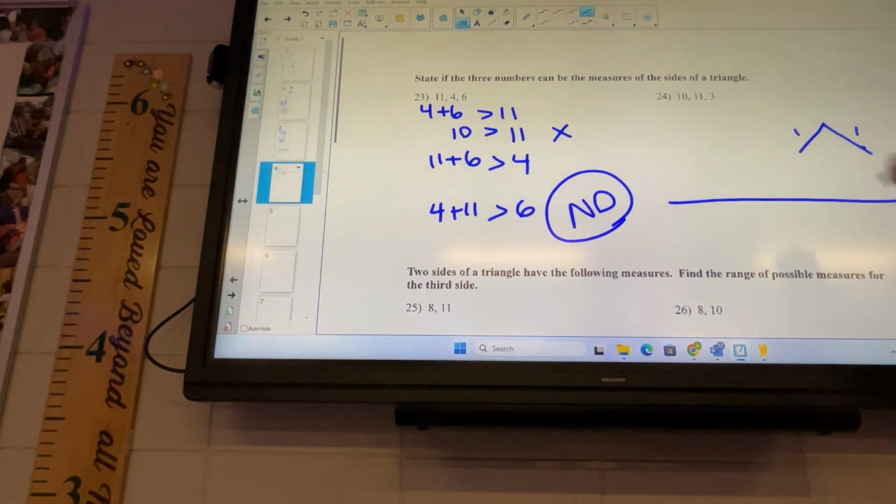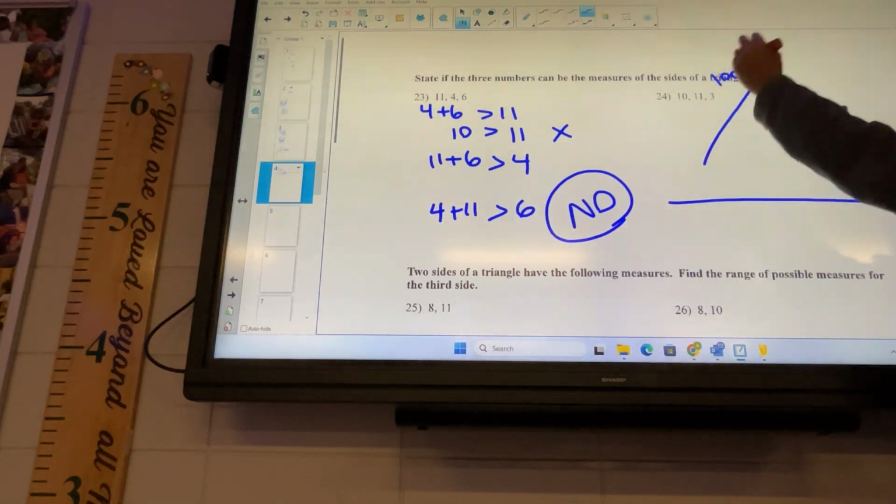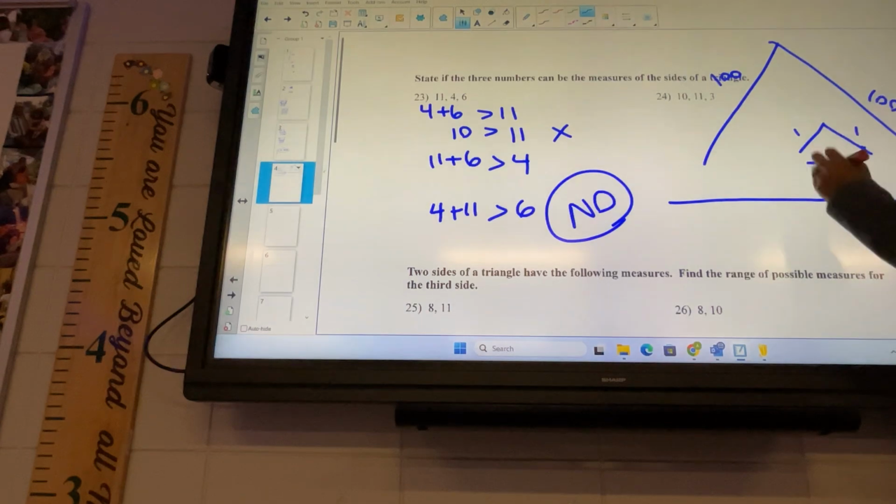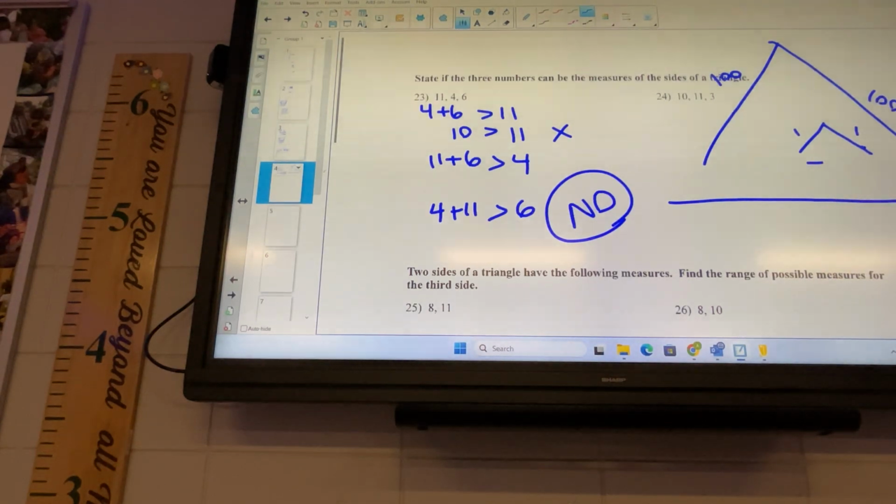Okay, and the same thing, if I do this one and it's 100 and this side's 100, can I make my bottom one a 1? No, it's not going to connect. Okay, we talked about being like ill-built and stuff. Do you remember? Okay, so it's not going to work out.